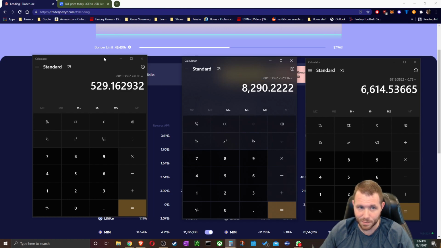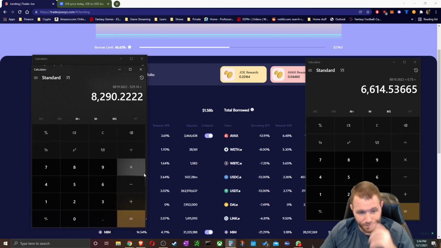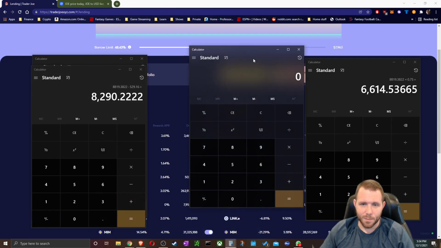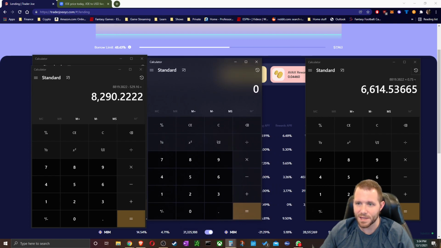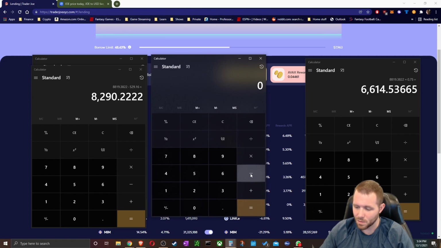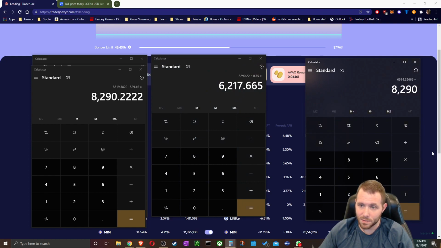Because we subtracted 6%. So let's put this under here so we don't lose it. So what does that mean for the health of our borrow? If we borrowed our maximum of 75% at 6,614, now what's this times 75? This is actually now our new maximum, 8,290.22. So now we're actually borrowing almost 80% of our collateral, and this is just from a 6% drop.